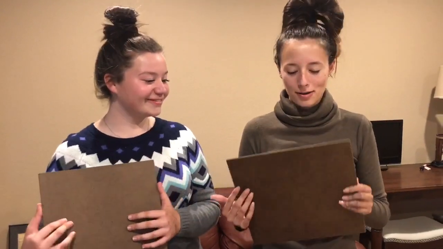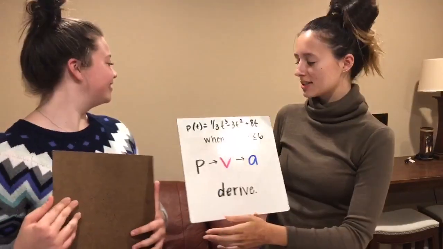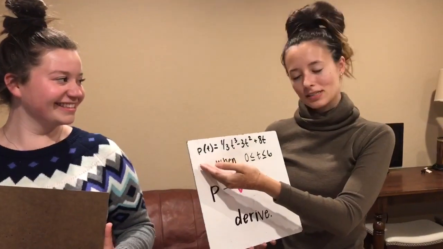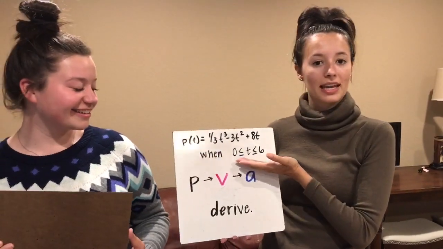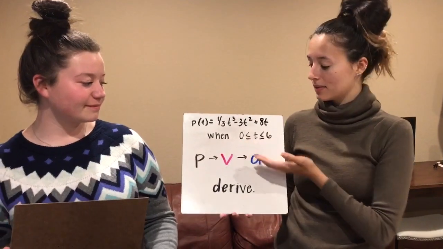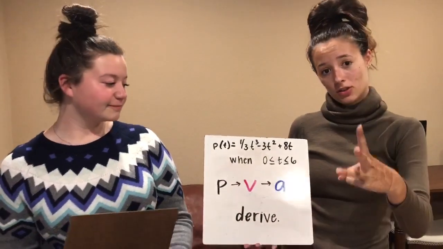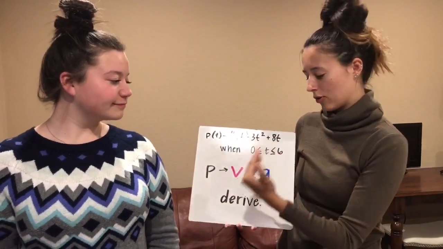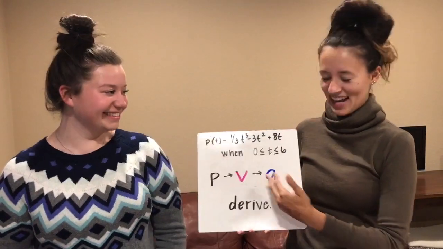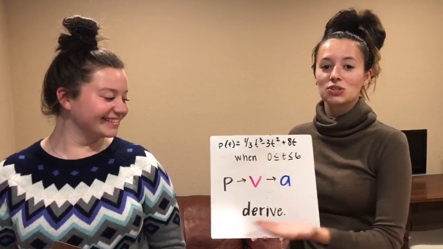Oh, hello, we'd love to help you. Hi, I'm Pearl. And I'm Gertrude. And we're going to help you with particle motion. So, we were first given an equation for position, and we're setting our little integration limit. So, basically, you're going to be using three equations: your position, your velocity, and your acceleration. And how you go from one to the other is you derive.